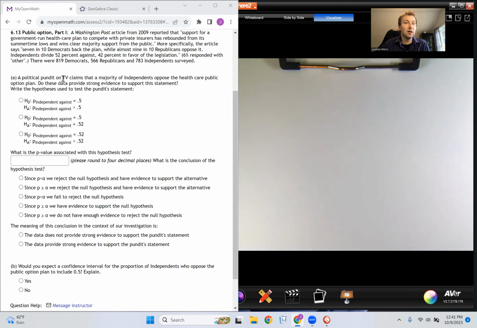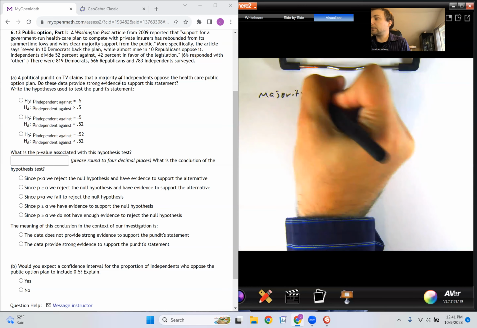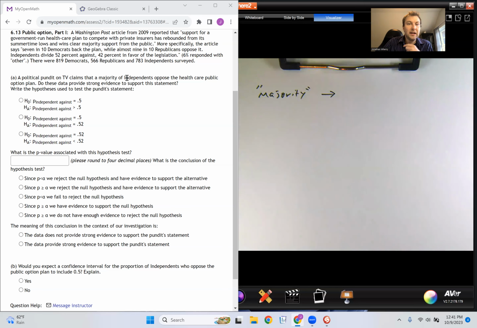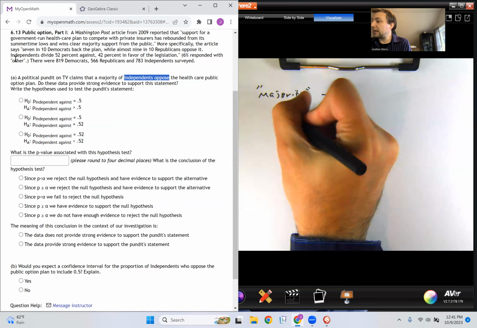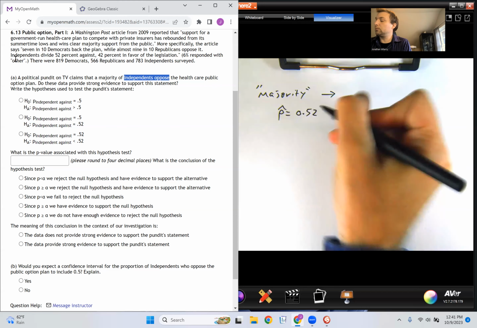A political pundit on TV claims that a majority of independents oppose. Okay, majority is a buzzword, so I'm writing that down because majority has a really specific stats meaning. We'll come back to that. So I'm looking at independents opposing. 52% were against, opposed, and 42% were in favor. So for independents, our sample success rate was 52%.